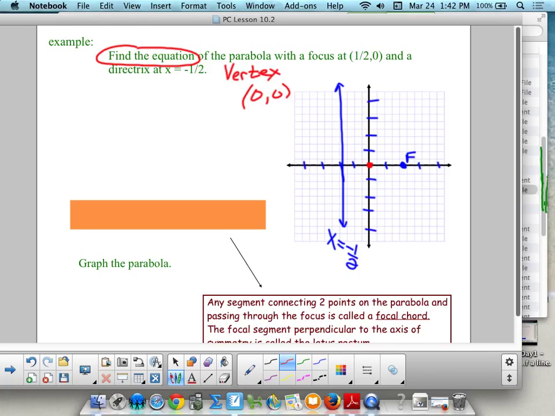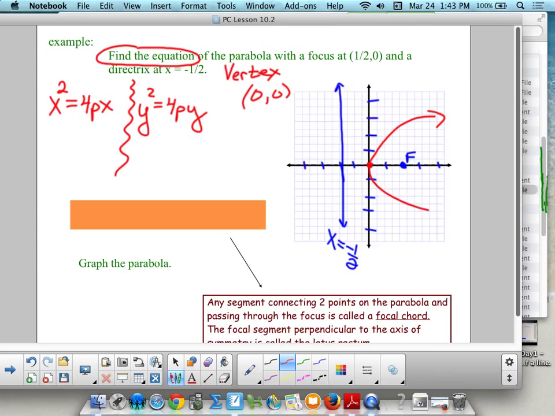And now once I know it's 0, 0, I can go back to the previous slide and pick one of the equations. Am I working with this equation, or am I working with this equation? Which one? Y squared. How do you know it's y squared, not x squared? How do you know it's going to the right? Because the focus is to the right of the vertex. Right. It always curls around the focus. It is going to the right, it is a y squared. Do not use this one.